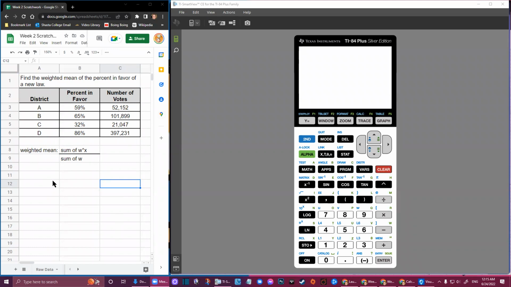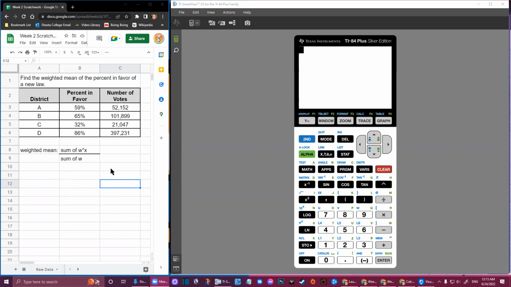You'll also remember from class, the formula for weighted mean is the sum of the weights times the data values divided by the sum of the weights. So we need to decide which one is the weight and which one is the data value.